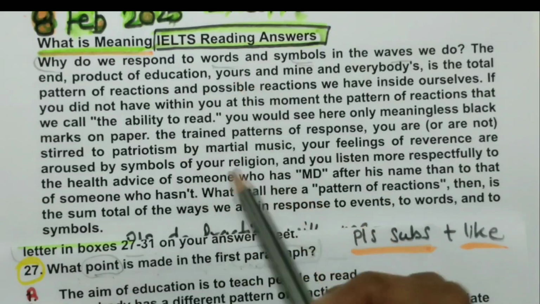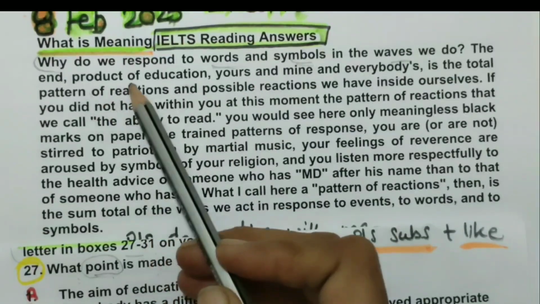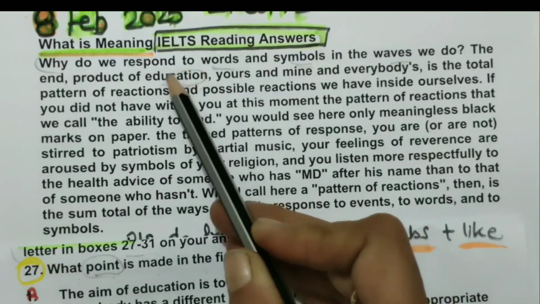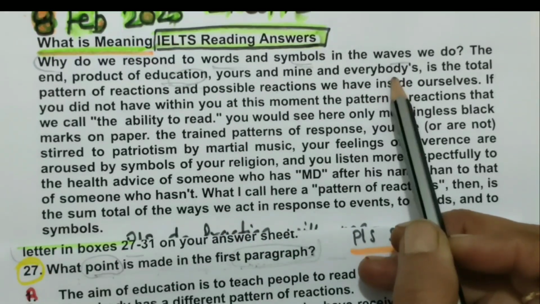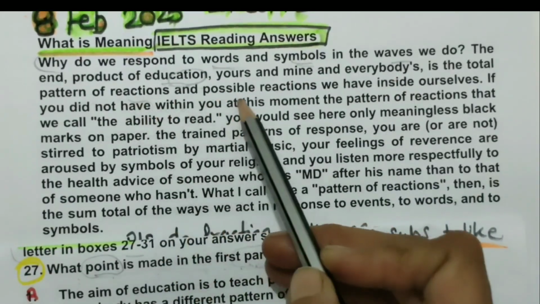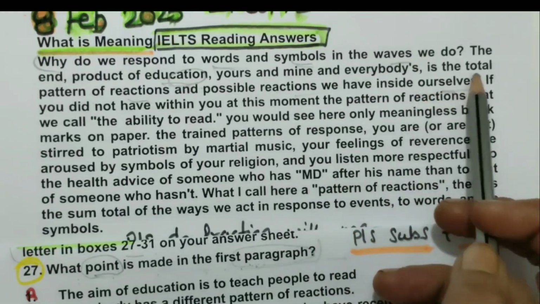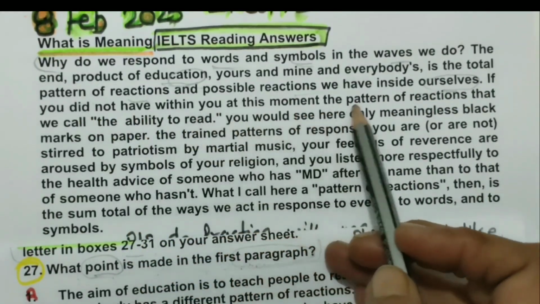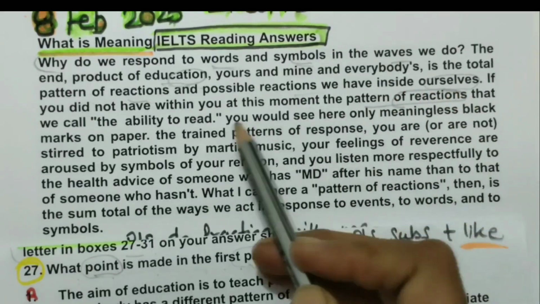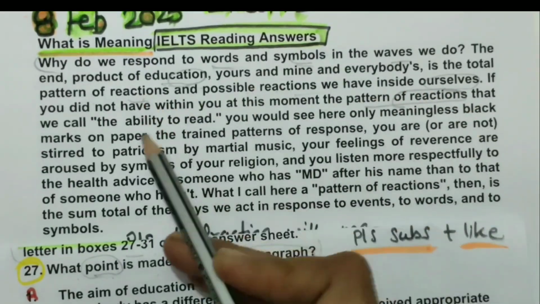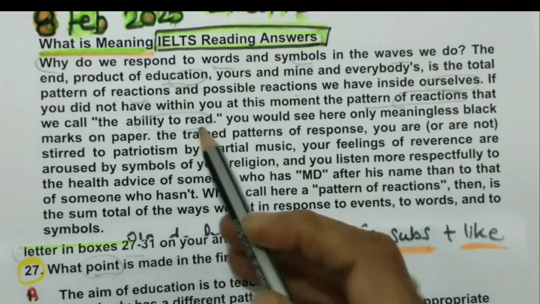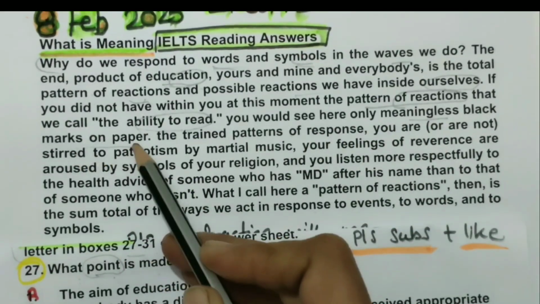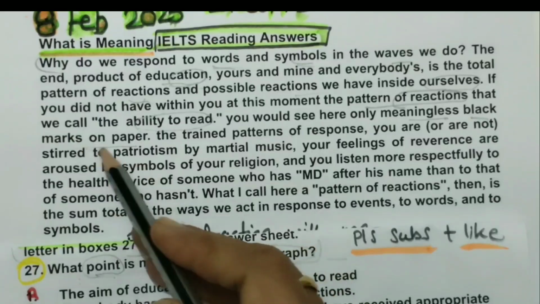So the first paragraph is this, the end product of education. Here they are talking about education, and everybody's total pattern of reaction, possible reactions we have inside ourselves. If you did not have within this moment the pattern of reactions, that we call the ability to read, you would see here only meaningless black marks on paper.